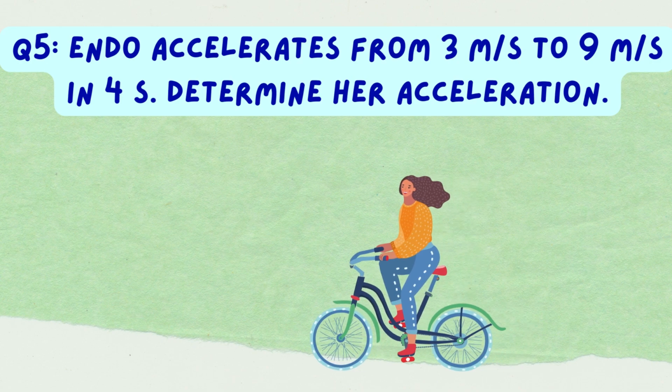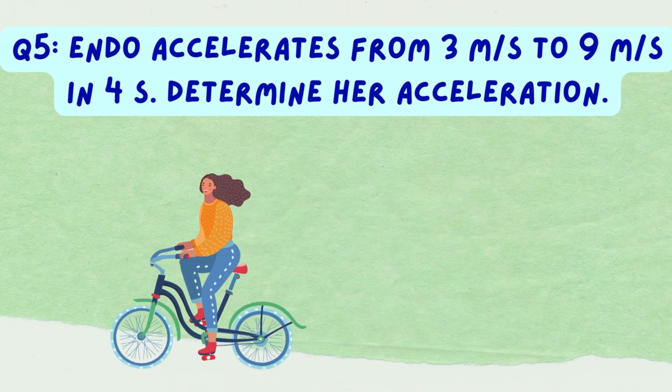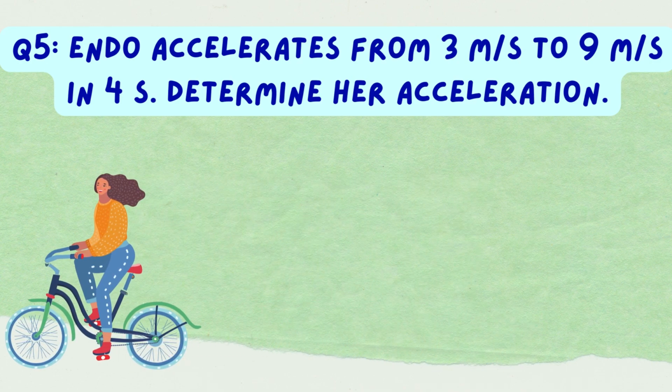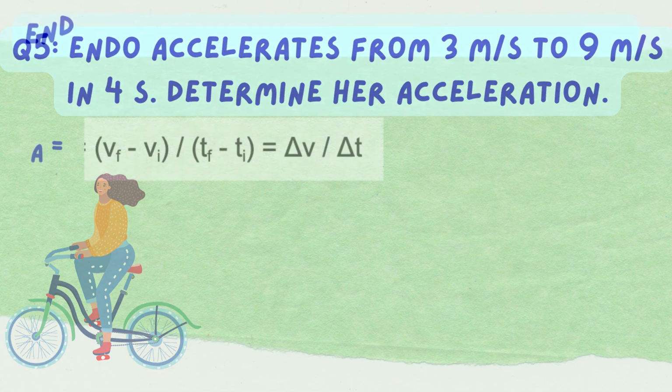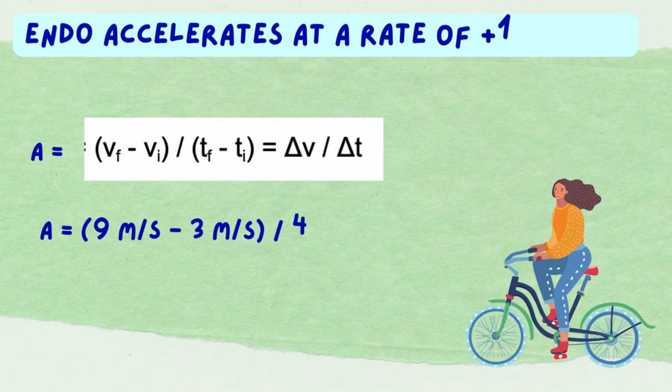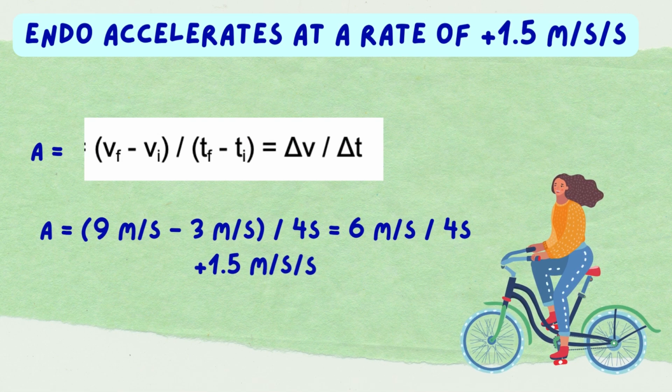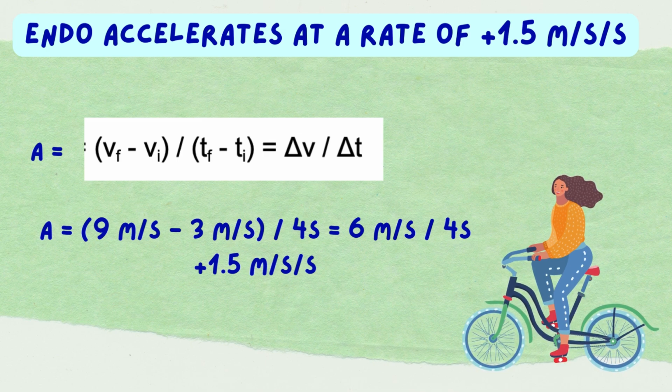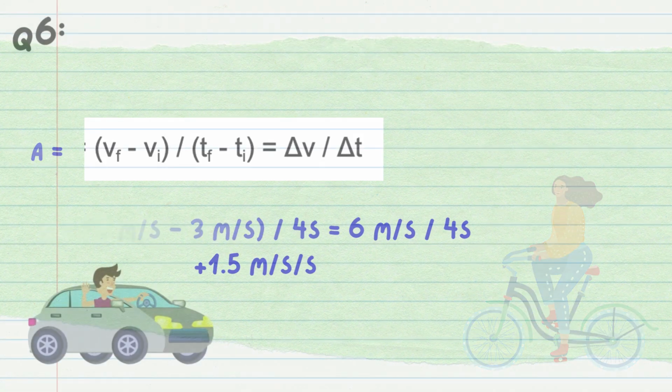Question 5. Endo is biking. She accelerates from 3 meters per second to 9 meters per second in 4 seconds. Determine her acceleration. Using a equals delta v over delta t, we get 9 meters per second minus 3 meters per second divided by 4 seconds, which equals 1.5 meters per second squared.